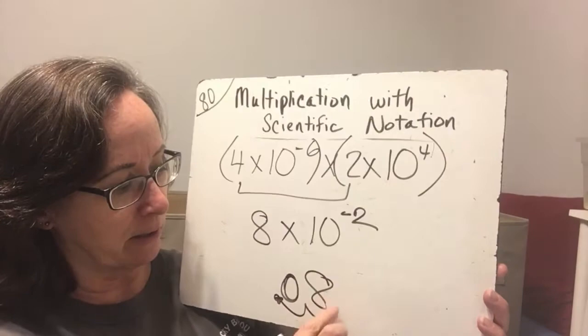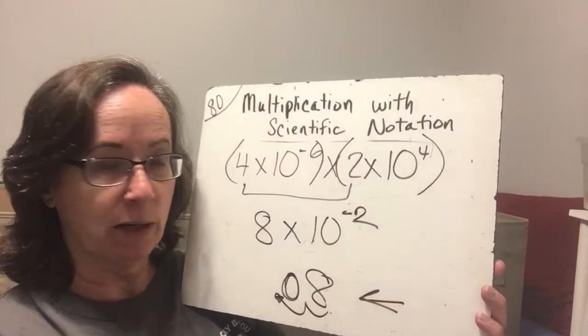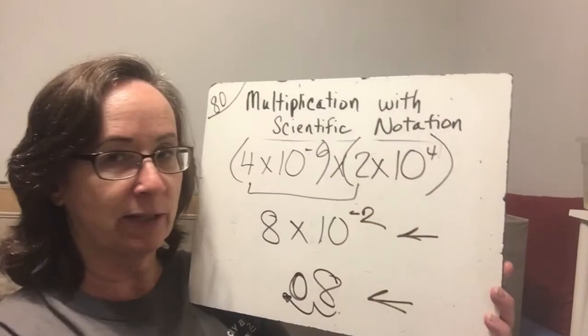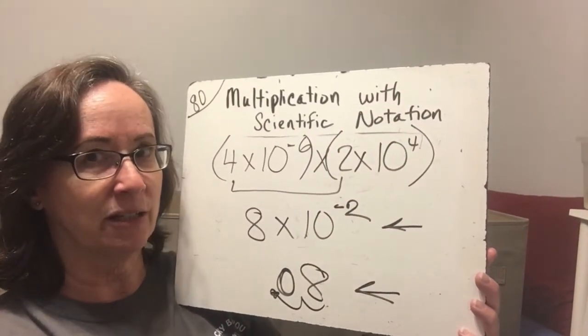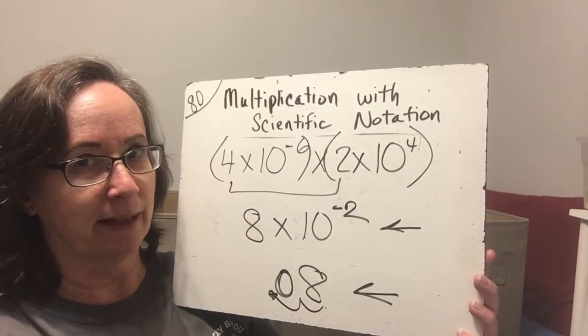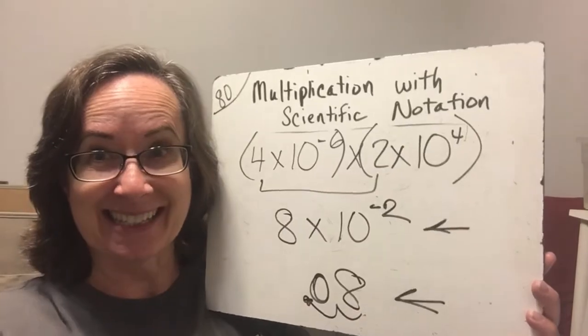And so our answer is 0.08. So this would be the standard form. This would be the scientific notation form. And isn't that faster than doing it with the standard method? A whole bunch faster. So now let's do your practices.